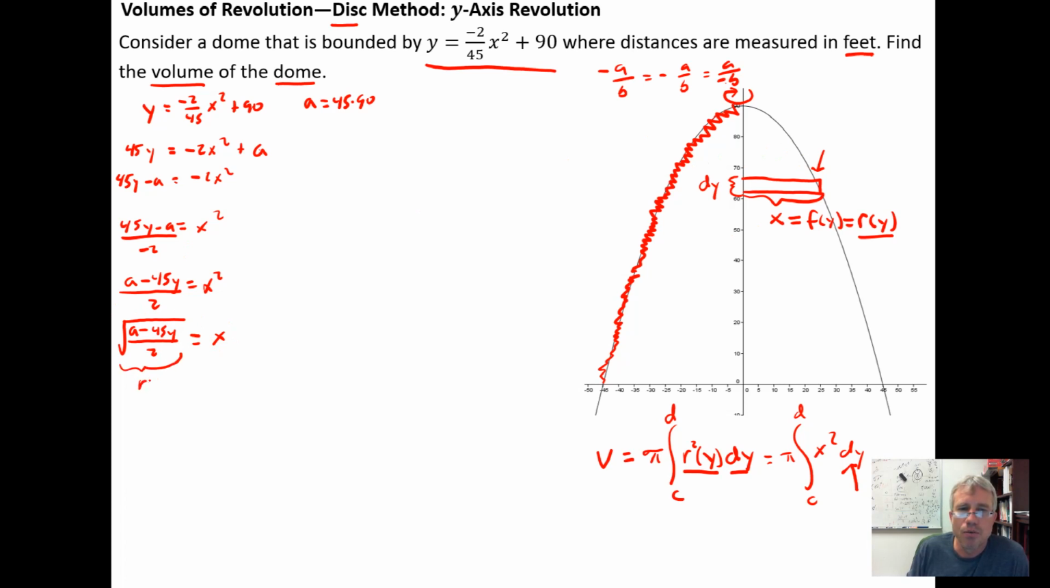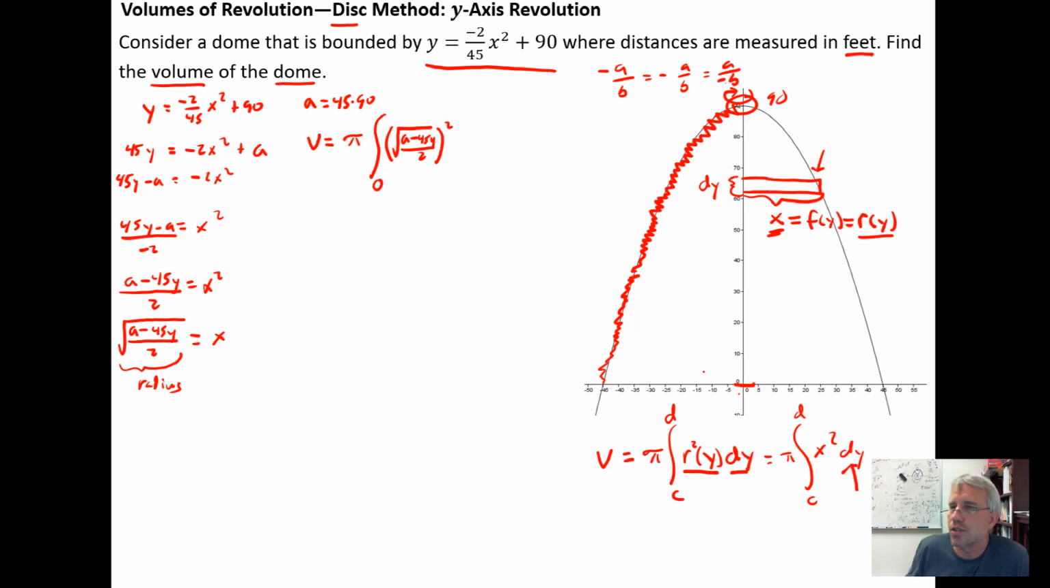There's my radius of revolution. That describes my x-coordinate right here. So I can go ahead and set up my integral. My volume is going to equal pi times the radius squared, the cross-sectional areas of the circles that we get on our disk of revolution. So my radius is going to be a minus 45y over 2, and we'll be squaring that, and we have to integrate for our dome from 0 all the way up to the peak of the dome, which is at 90.